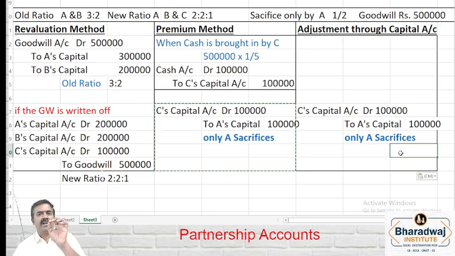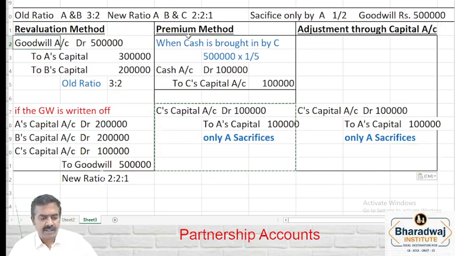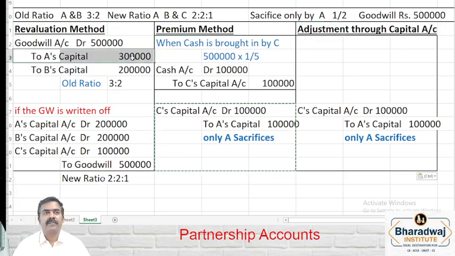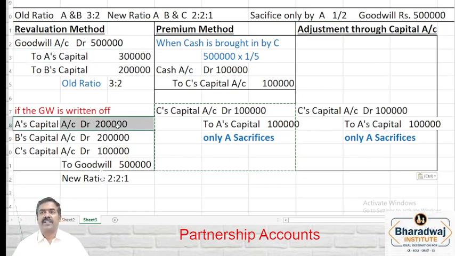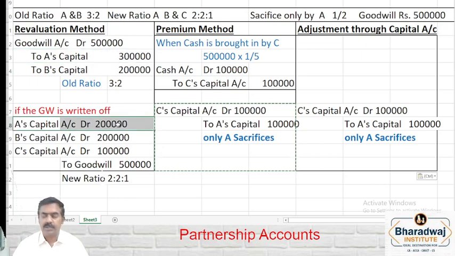1 lakh. Wait. This is memory, but logical understanding matters in CA. Pay attention. First method or second method or third method will have the same net effect. For example, look at the first method. How much of A's capital is credited here? 3 lakhs. How much is debited here? So what is the net effect? Credited with 3 lakhs, debited with 2 lakhs. What is the net effect? 1 lakh.